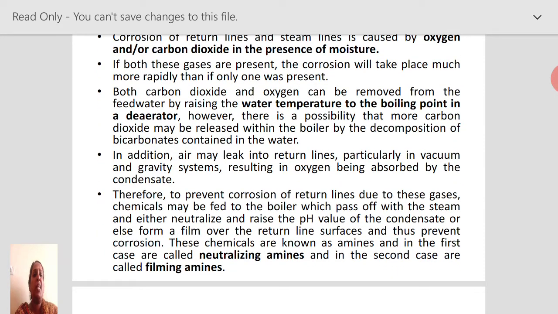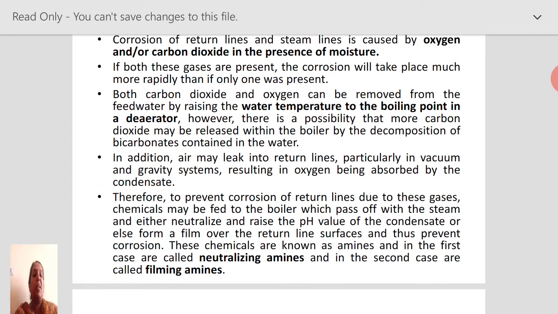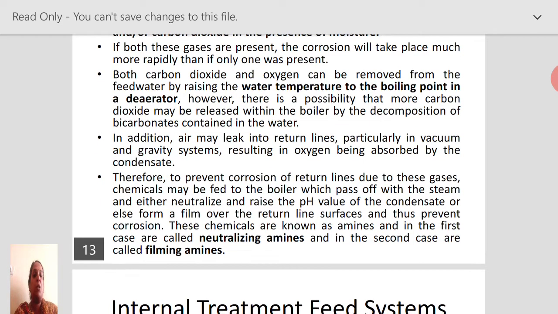So in this case, to minimize this return line corrosion as well as steamline corrosion, we will add certain chemicals like amines to reduce these problems. These amines are normally classified into two types: neutralizing amines and filming amines. From the name itself, we can say that neutralizing amines are the materials which help to neutralize and raise the pH value of the condensate, whereas the filming amines form a film over the return line surfaces, and thus prevent the corrosion.